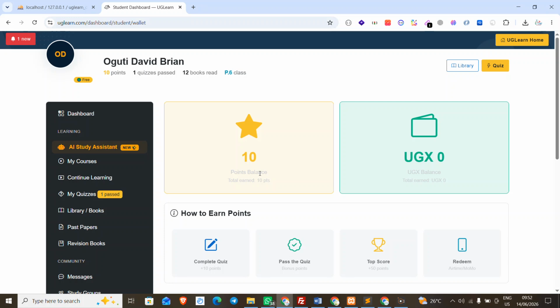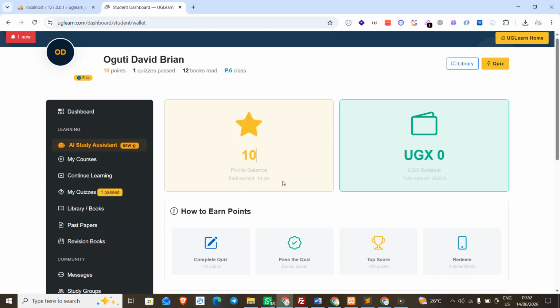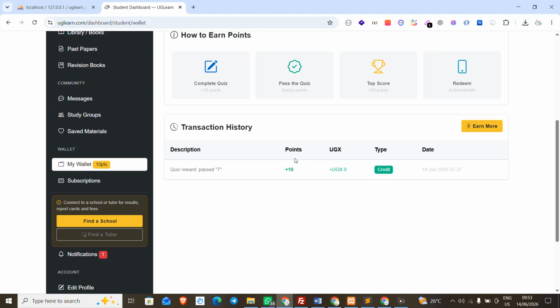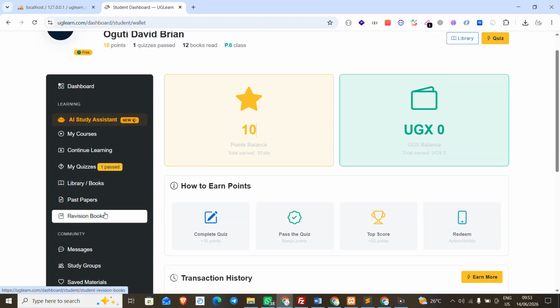When your points get more, they convert your points to money. So let me say you have 500 points. That's equivalent to 500 Uganda shillings. Right now I have not yet, I've only earned 10 points as of now. So you can see here: quiz pass, 10 points, zero balance yet, and the credit type is credit. So I can earn more and get real money. Meaning a student can also earn and get money out of it.